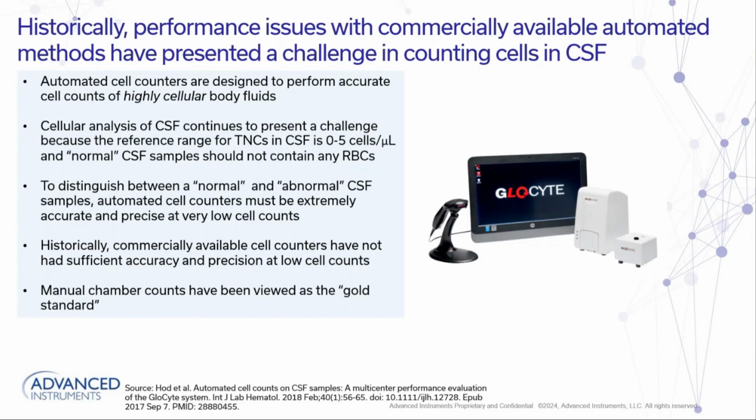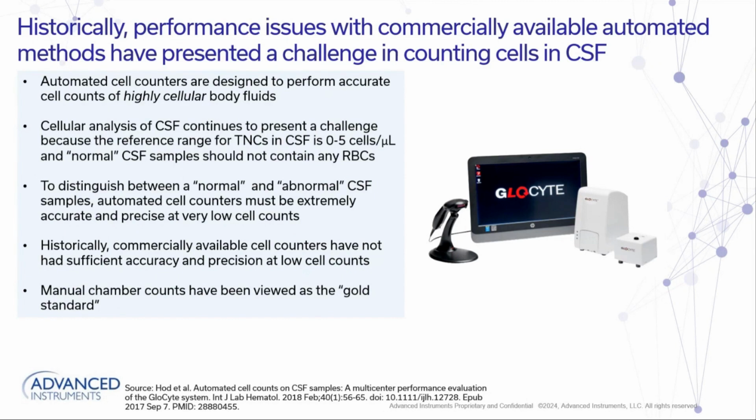So there's a lot of analyzers out there that can count cells in the hundreds or in the thousands, especially when it comes to the red blood cell count. But there aren't a ton of analyzers that can accurately count way down to the low end of the range. So when you're talking about a highly cellular body fluid, that's fine. But when you're talking about CSF, that presents a challenge because the reference range for total nucleated cells in CSF is only about 0 to 5 cells per microliter.